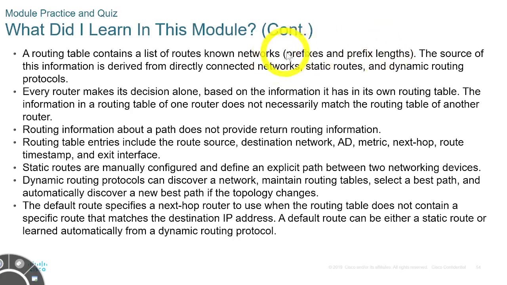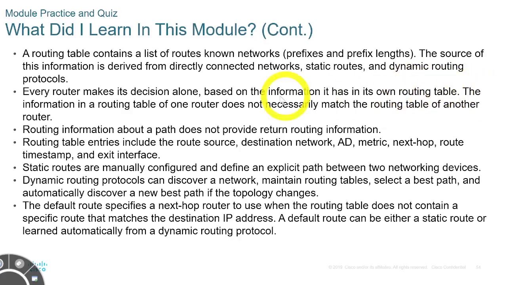Routes, known networks, prefix length. The source of this information is derived from many things. Directly connected networks that you manually configure. Static routes, also you configure them. And dynamic, you learn from the dynamic routing protocols, Open Shortest Path First or other things. Source, the first entry of the IP route, remember.